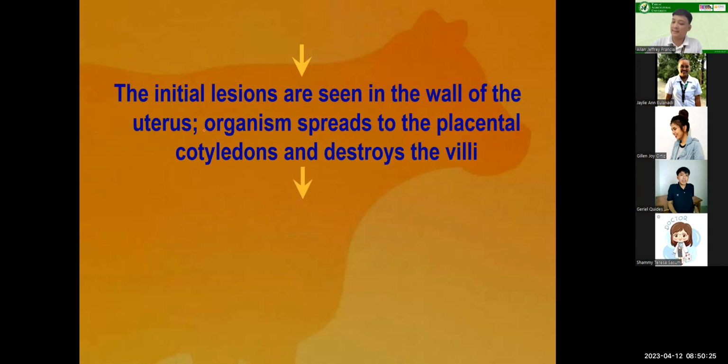Okay? And these are the lesions. Aside from ulceration of the endometrium, we have, ito na, walls of the uterus are having the initial lesions, as well as if the animal is pregnant, pwede siyang pumunta na doon sa placental cotyledon and destroy the villi. So in that way, wala nang means of exchanging nutrients and gases from mother to offspring. Mamamatay yung fetus sa loob.